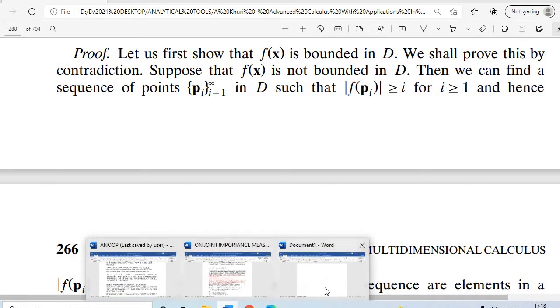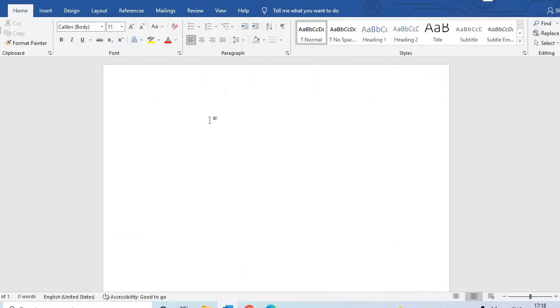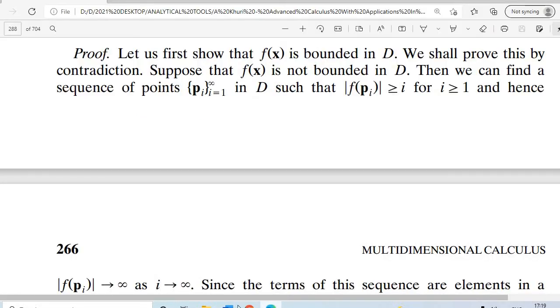So f of x is not bounded. That implies there exists a sequence pi such that mod of f of pi is greater than or equal to i. So that we are assuming.